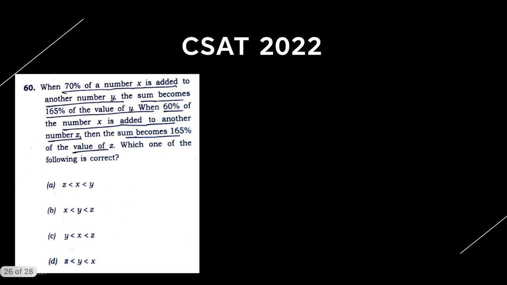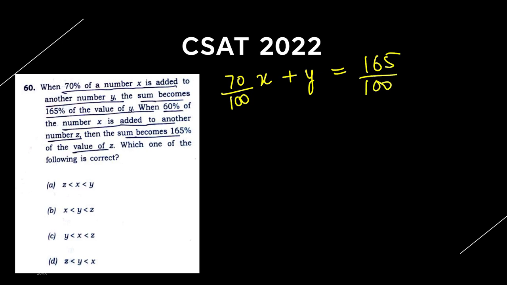Next question is, if 70% of x is added to y, the sum becomes something. Here you are talking about some variables, so most likely it's a question of linear algebra. If a question of linear algebra is given to you, just make sure you're forming the right equation and that's it. Now, 70% of x, meaning 70 by 100 of x, is added to another number y, and this sum becomes 165 by 100 of y.